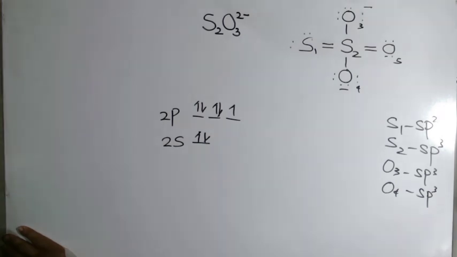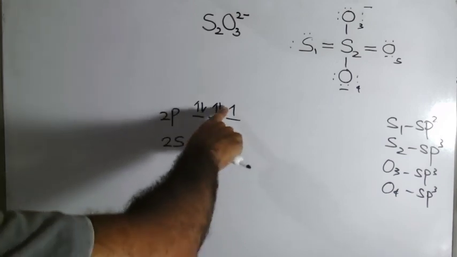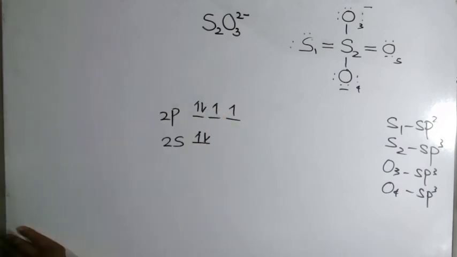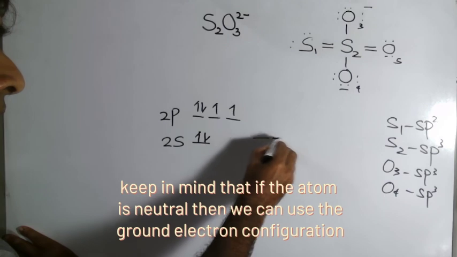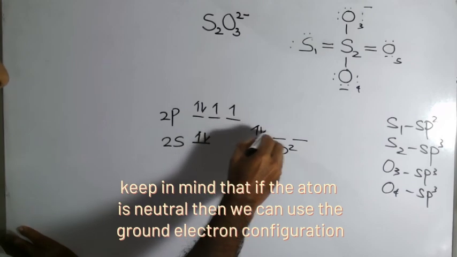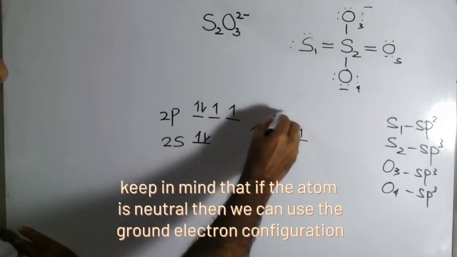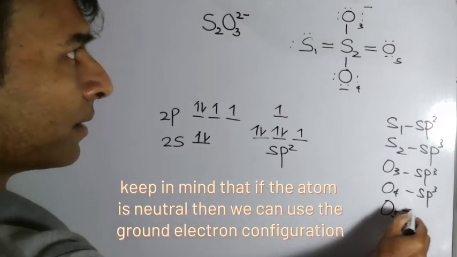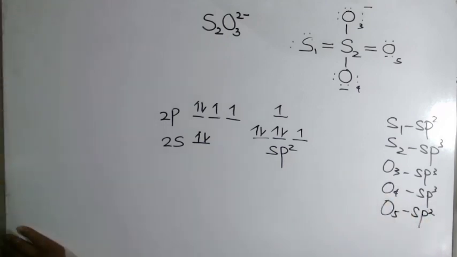Now when we consider oxygen atom number 5, it is neutral, so we cannot use that configuration. I am going to use the ground state electron configuration. In the ground state there are 6 electrons. Here there are 2 lone pairs and 1 sigma bond. So we need 3 hybridized orbitals, 1 from s and 2 from p. So there are 2 lone pairs and 1 electron. The remaining electron is used to make the pi bond. So oxygen atom number 5 has sp2 hybridization.